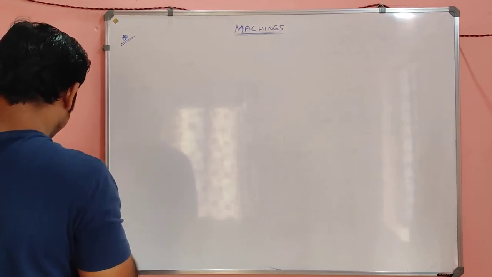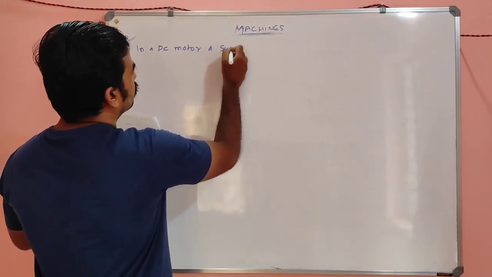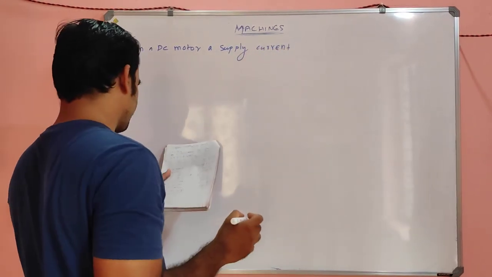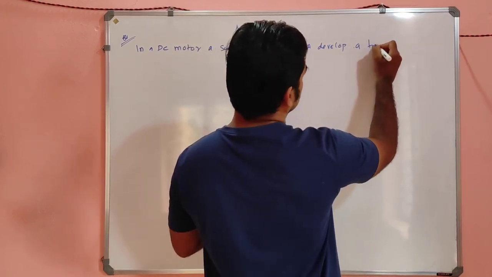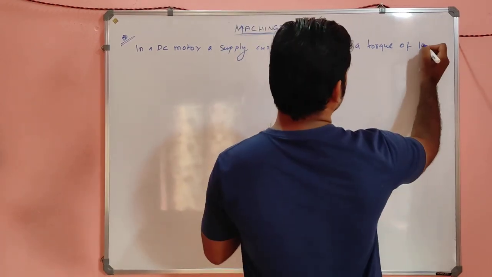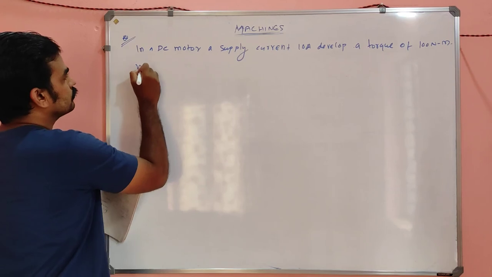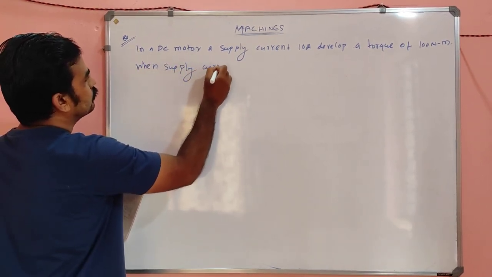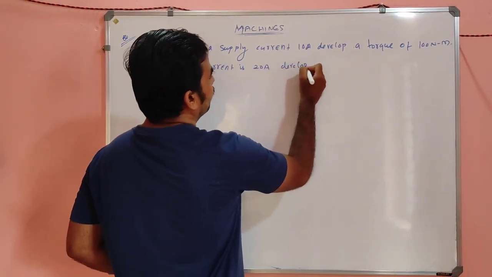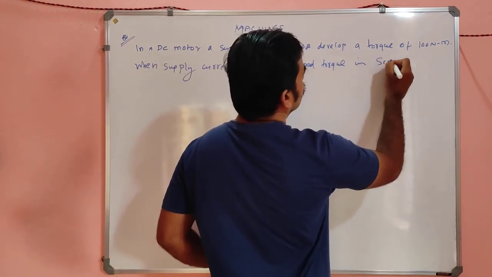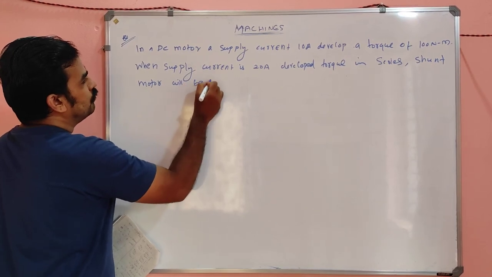In a DC motor, a supply current of 10 ampere develops a torque of 100 Newton meter. When supply current is 20 ampere, the developed torque in series, comma, shunt motor will be what?